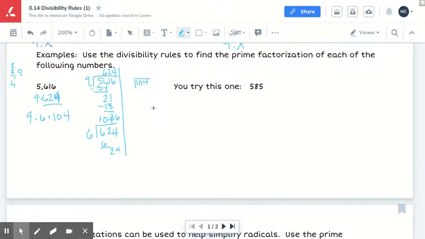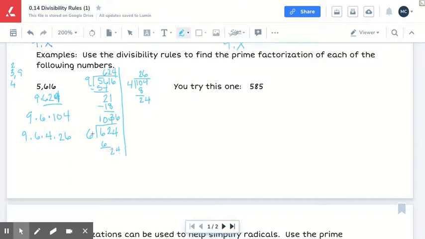Okay, so 104. Let's see, divisibility rules again. The last 2 digits make the number 4, so I know for sure it's divisible by 4. The sum of the digits is 5, so it's not divisible by 3 or 9. And the last digit is not a 0, so 4 is my only option. So 4 will go into 104. Let's see, 4 will go into 10 twice. And then 4 will go into 24 6 times. Okay, so now I can rewrite this again. 9 times 6 times 4 times 26.